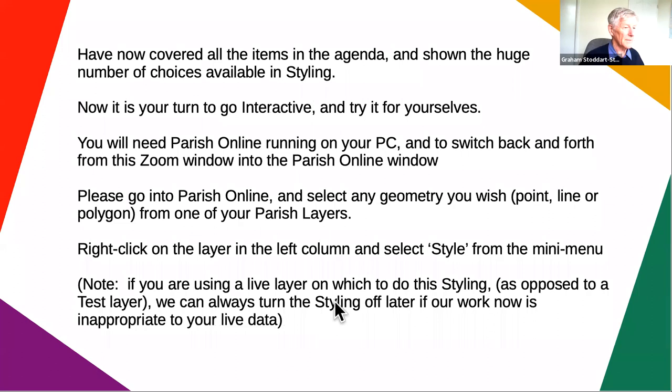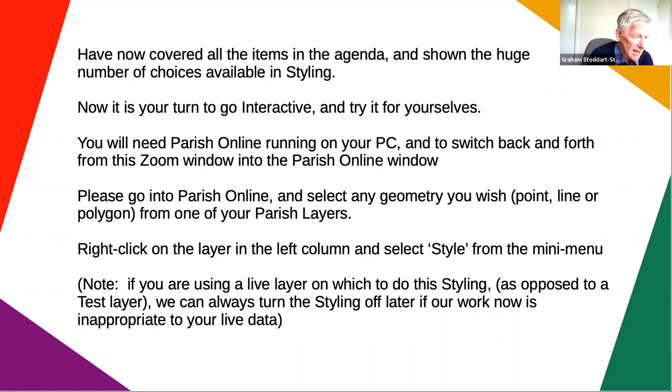All right, so now it's your turn to play around for a bit. And I think you want to try it for yourselves. So I'm assuming you've all got Parish Online running on your PCs, and you're all familiar with switching backwards and forth from this Zoom window where it's telling you what to do to your Parish Online window where you're going to be doing it. And I think looking at the attendees here, you're all familiar with that. So your first step is to go into your Parish Online and select any geometry you wish out of your available parish layers. So it doesn't really matter if you choose point, line or polygon. It's just that you need to be aware that your choices within styling will vary according to the geometry.